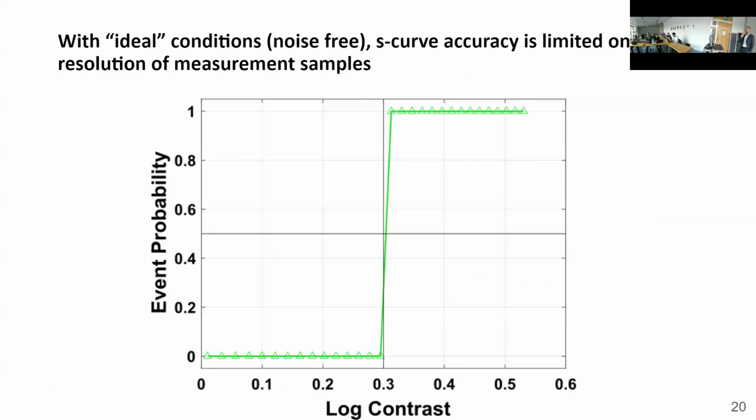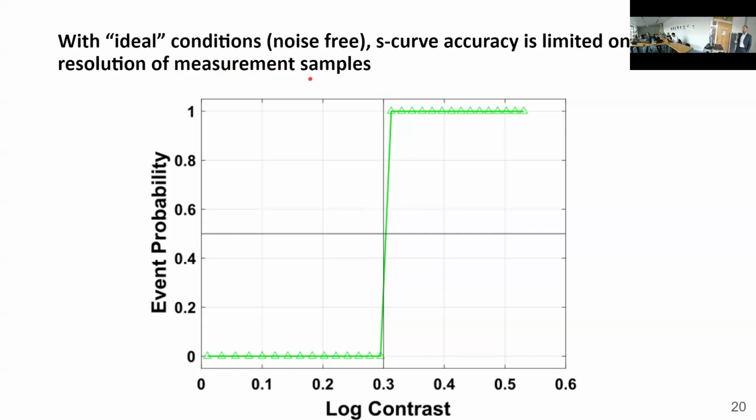theory. So we applied the step contrast, or the S-curve, to our pixel simulation. And with ideal conditions, if there's no noise, we get exactly what we predict. So I know my log contrast. I have exact ground truth of what that is because this is a simulation. And I see that I'm only limited by the resolution of measurement samples.